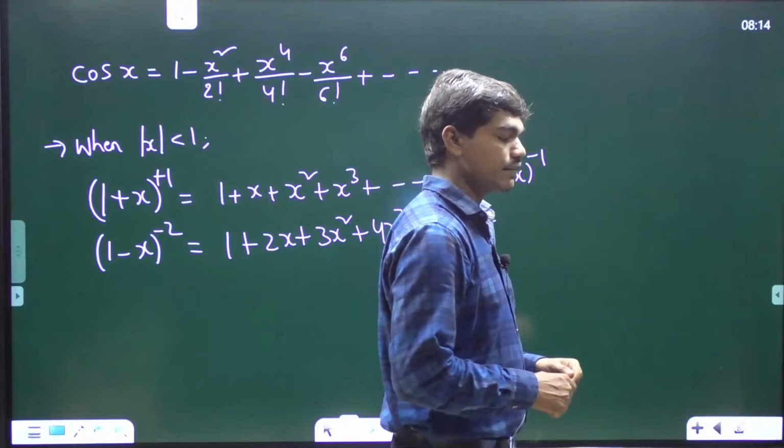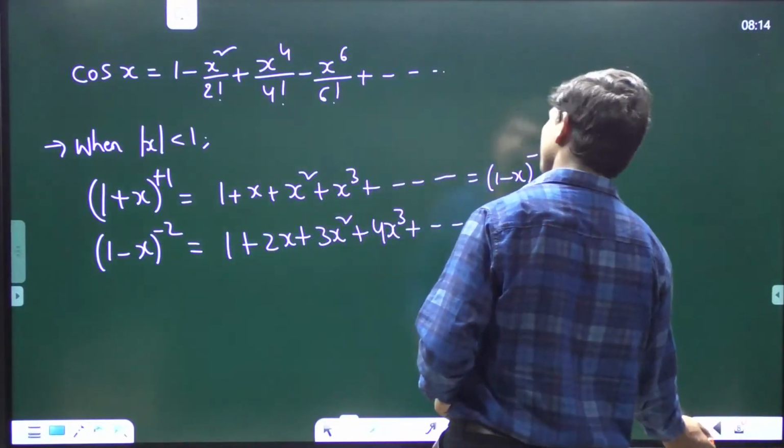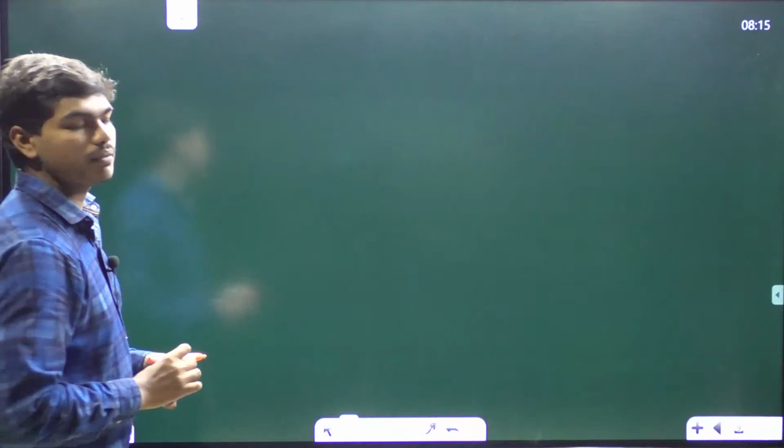So we have straight away given this as cos x. Okay, so see here, next we will discuss the concept of maxima and minima with the help of this.